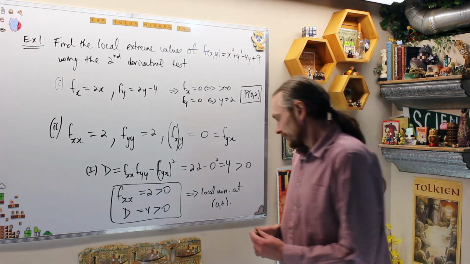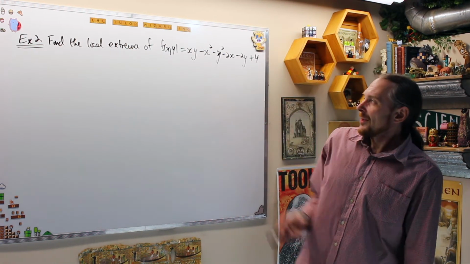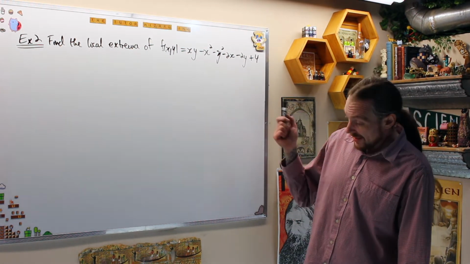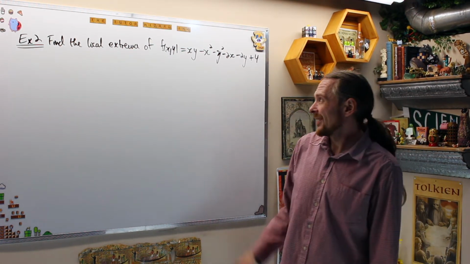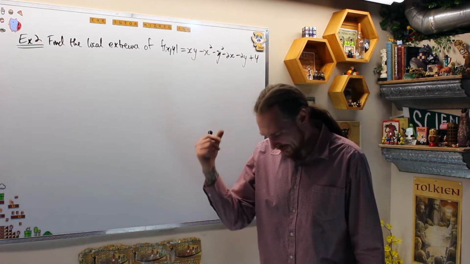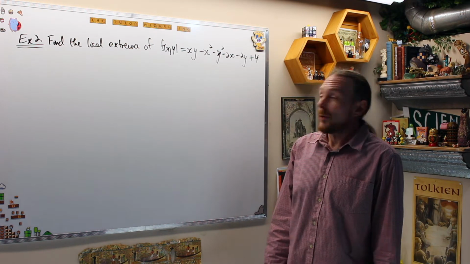Next question. Example 2, we're going to find the local extrema of this function now, xy minus x squared minus y squared minus 2x minus 2y plus 4. It looks like a hyperbola minus a circle or something like this, but now it's a function of 2 variables. What are we going to get with this?